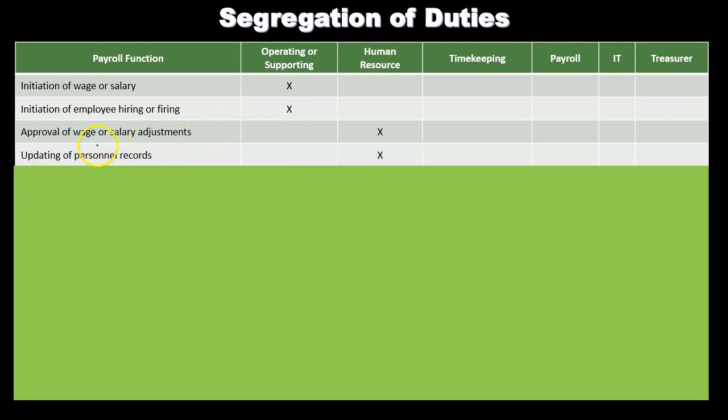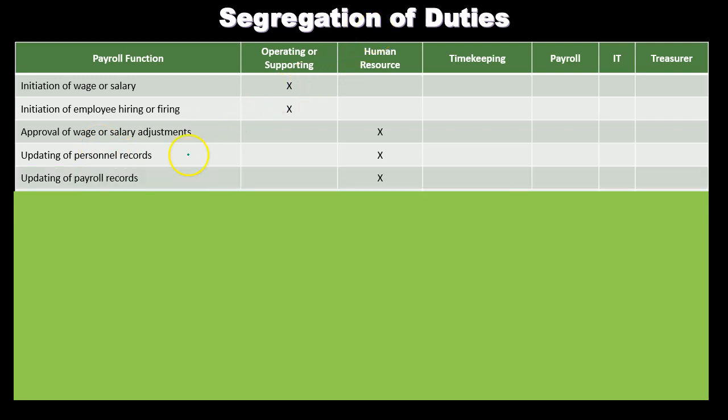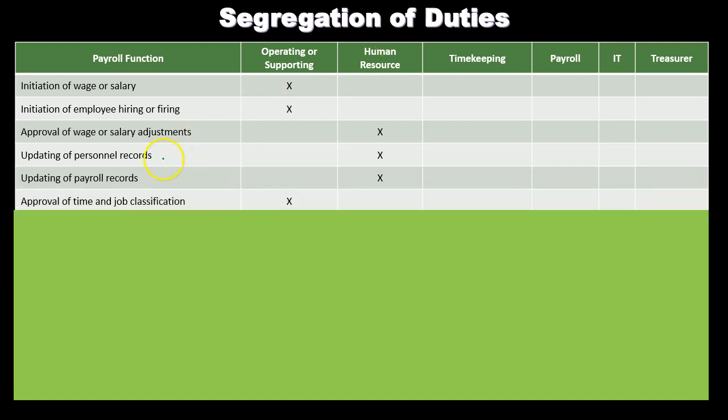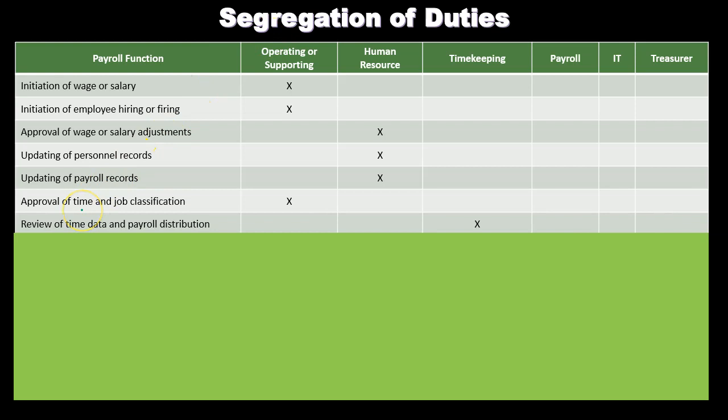Then we have the updating of personal records, also human resources. Updating of payroll records, also human resources. Approval of time and job classification, so the approval process done by the operating and supporting. Review of time data and payroll distribution, that done by timekeeping.